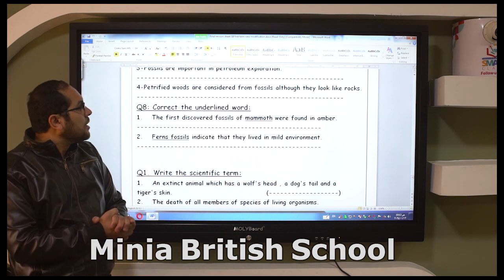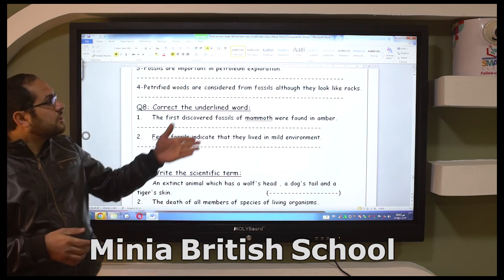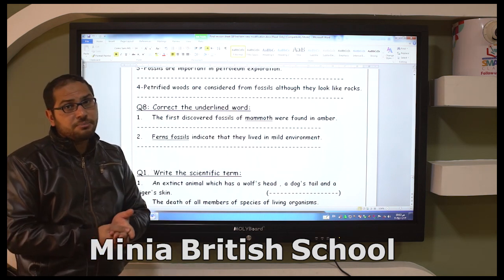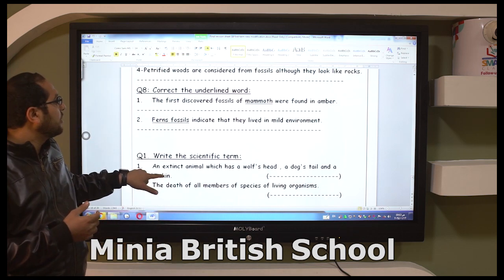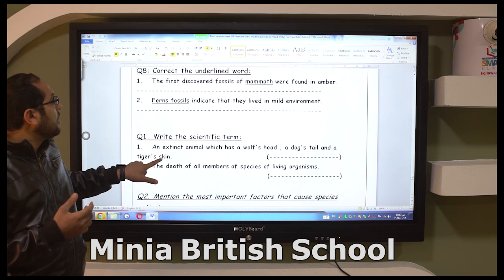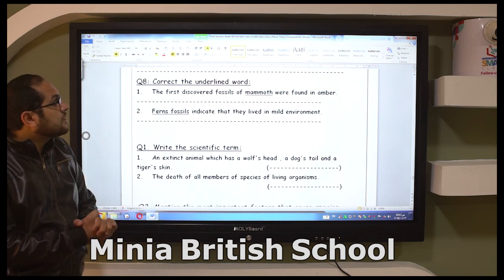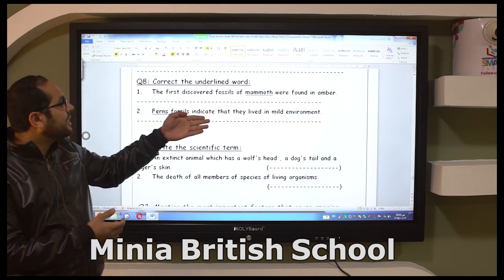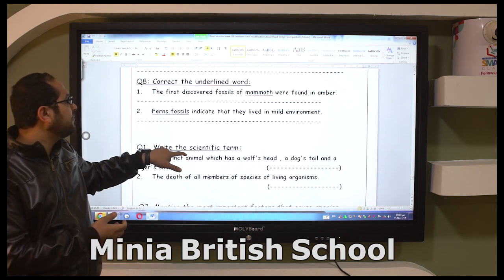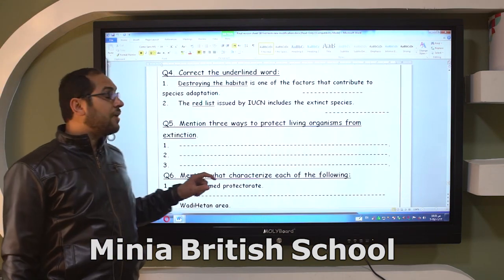Petrified woods are considered fossils although they look like rocks because they indicate old plants that lived in the past. The first discovered fossils were found in the amber. This is the insect. Fern fossils indicate they lived in humid areas. This is the fern.